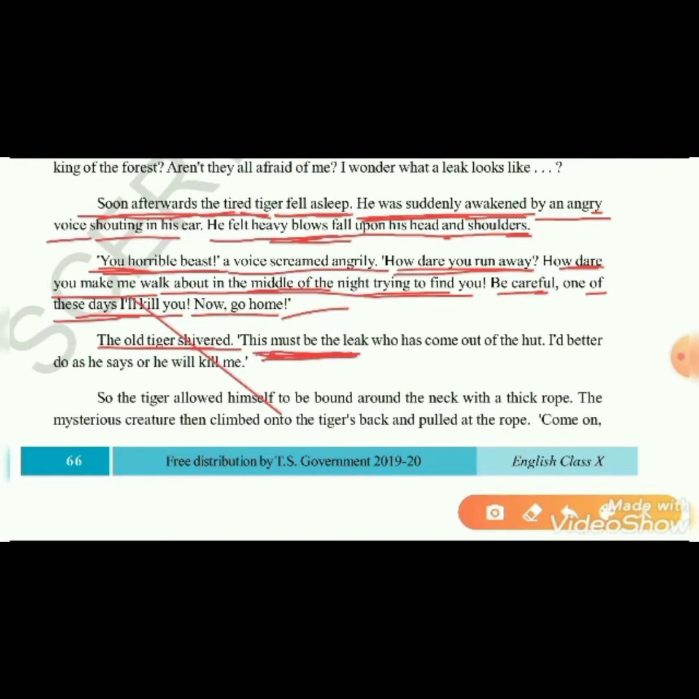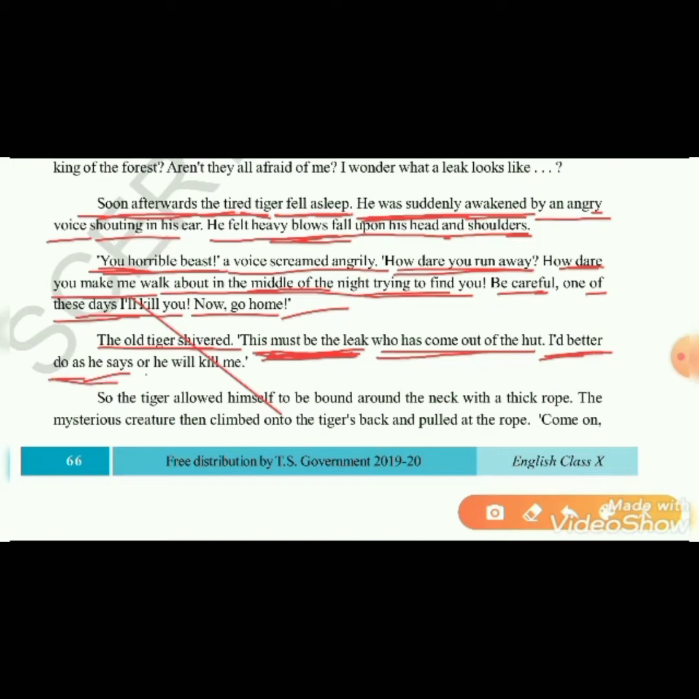The tiger immediately thought of itself, "Oh my God, this must be the leak. The leak must have come out of the hut, and now it is talking with me. Maybe this leak might be very, very dangerous. It is better that I obey the words of this leak." The leak is telling, "Come home now. You have given me work to search for you. Now you come, or else I will kill you." Better he will kill me. I will shut my mouth and just go along with him.